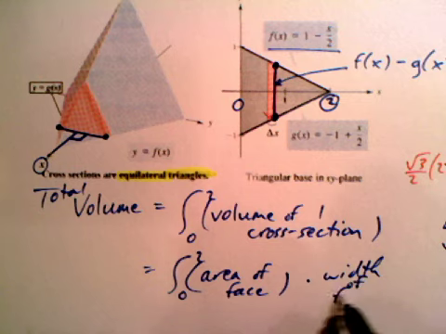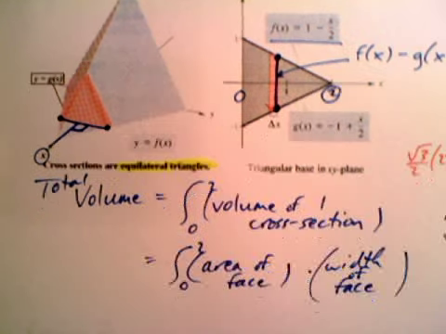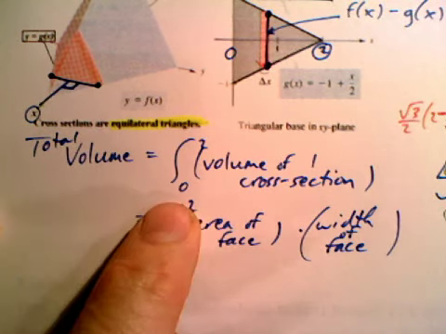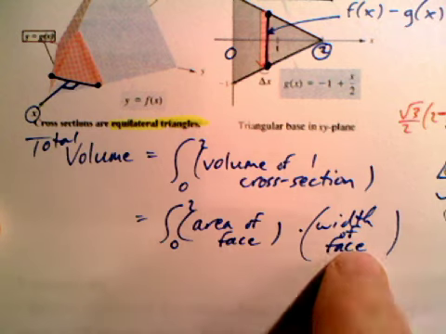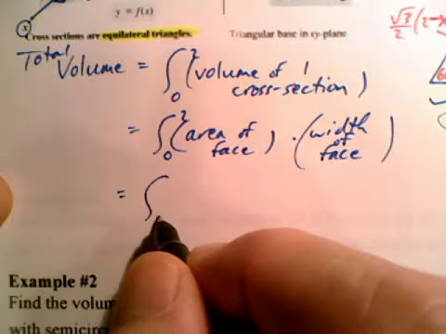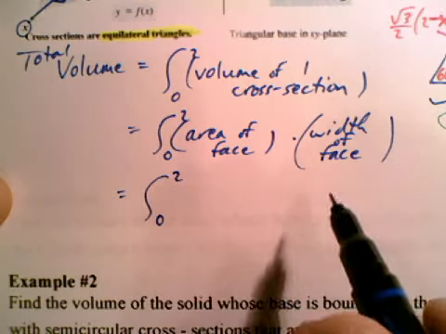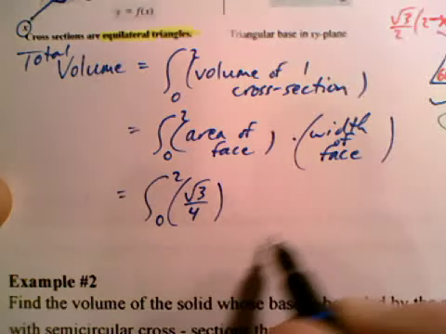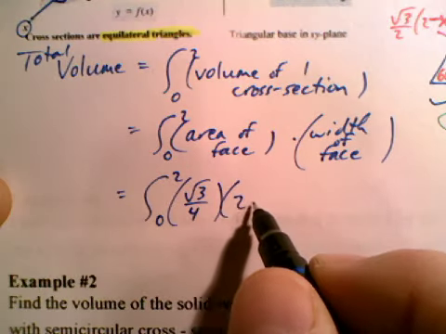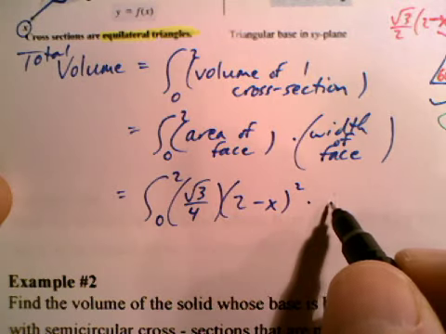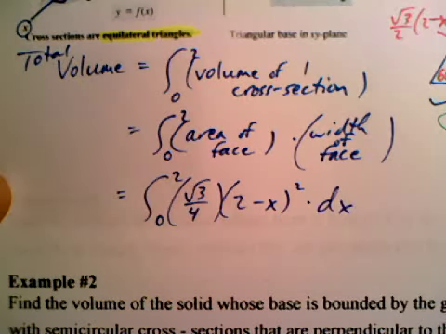This is the last time I'll be writing out all this stuff, so I know this is a little tedious, but I want to make sure that you're aware that all these problems are really this right here. From the beginning to the end of the interval, area of the face multiplied by the width. They're all the same thing. You're always going to do that. Find the volume of one cross section. We know that the area of the face is radical 3 over 4 multiplied by the quantity 2 minus x squared, and the width of the face is dx.